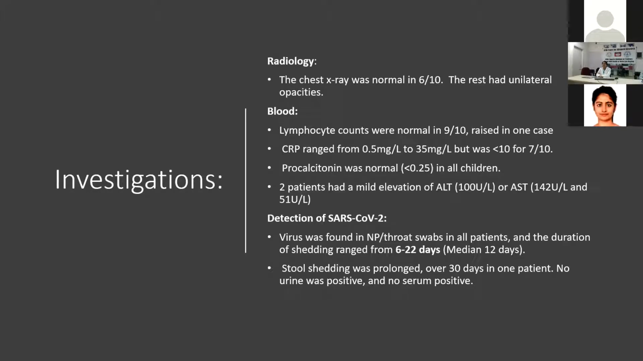On radiological examination, the chest X-ray was normal for 6 out of 10 children. The rest had unilateral opacity. On blood examination, blood counts were normal, and lymphocyte counts were normal in 9 out of 10 and raised in 1 case. CRP ranged from 0.5 mg per liter to 35 mg per liter, but was less than 10 in about 7 cases. Procalcitonin levels were normal in all children, and 2 patients had a mild elevation of ALT and AST.